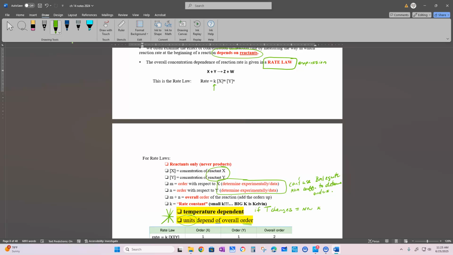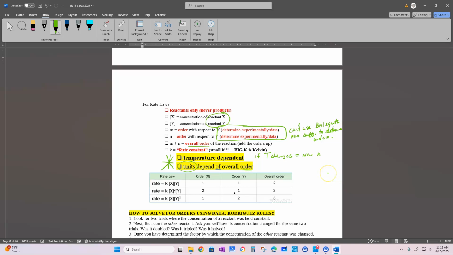But if I add up m plus n, we call that the overall order of the reaction. So basically you just add them all up. So if I had a rate law with x and y, that means x is first order, y is first order, so 1 plus 1 is 2. If you have a rate of concentration of x to the first power, y to the first power, then you have an overall order of 2. And if your x is to the second power, y is to the first, well, 2 plus 1 is 3. And same thing if you have the order of 2 for the y and x is 1, same thing as 3. Okay, so you're just adding up the orders.